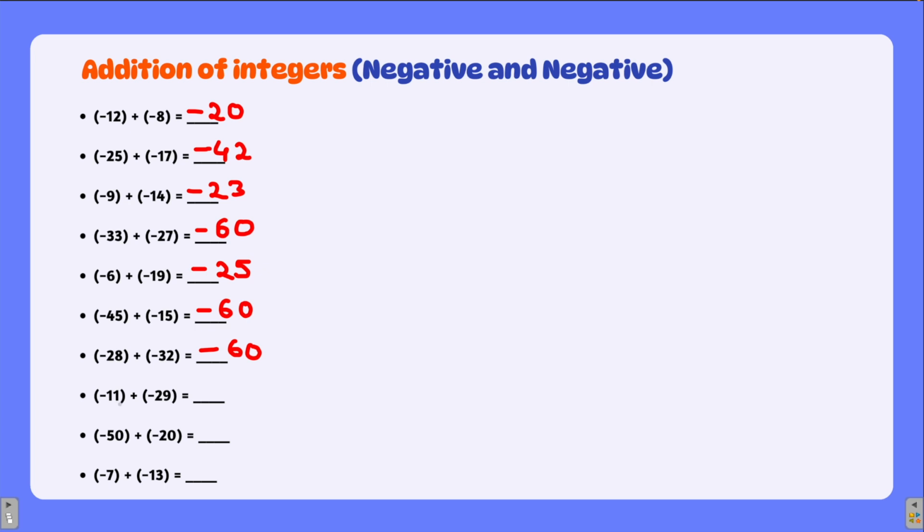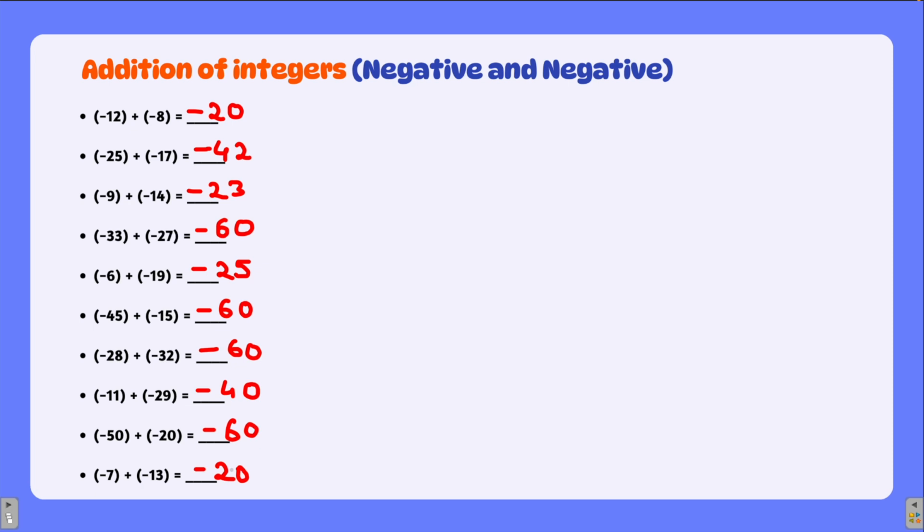Now again it will be minus 11 plus minus 29. So it is minus, 9 plus 1 is 10. So a 0, 1 carry, and 2 plus 2 is 4. So minus 40. Now look here, minus 50 plus minus 20. So it is minus 60. Now minus 7 plus minus 13. So it will be minus, 13 plus 7 is 20.